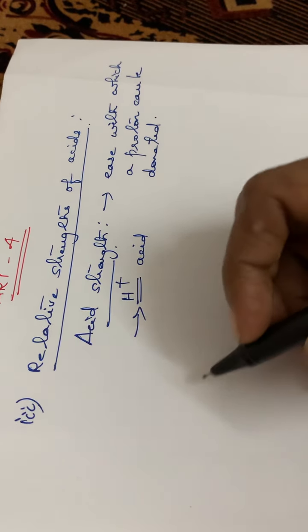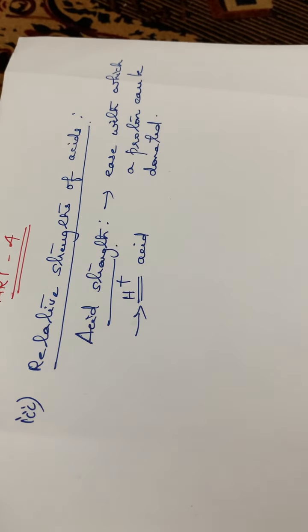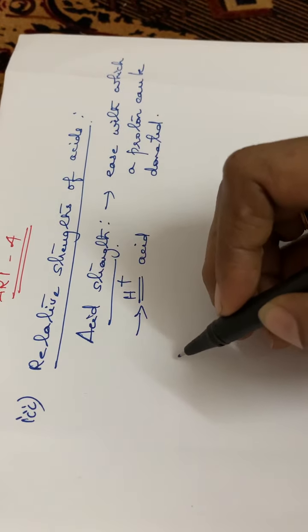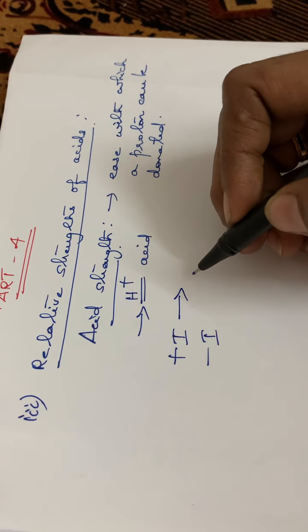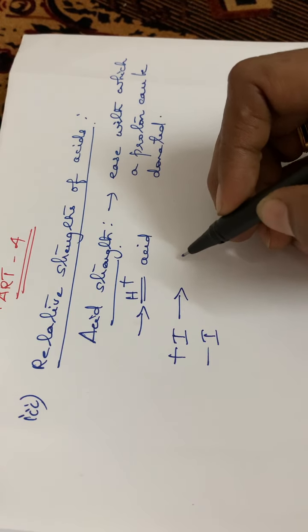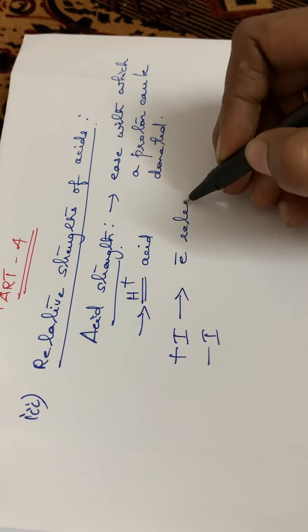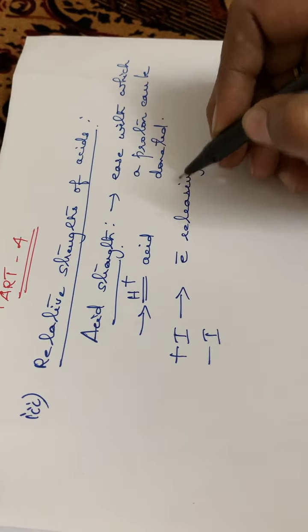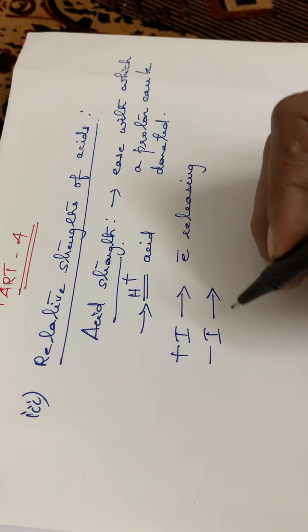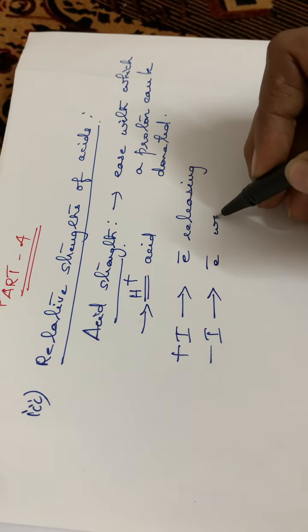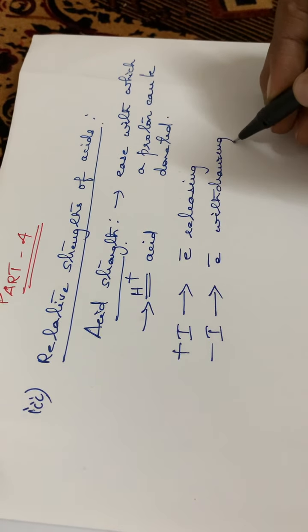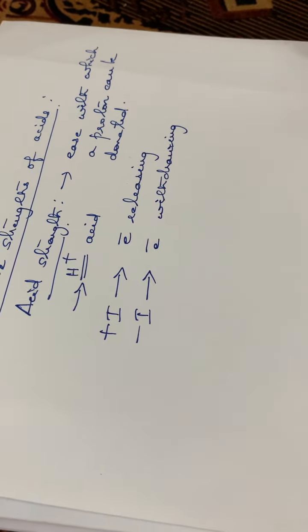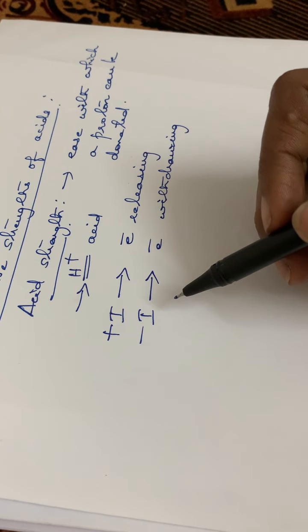Okay, we had seen two types of inductive effect, that is plus I effect and minus I effect, isn't it? Plus I effect means the groups which have electron releasing tendency, those groups we can call groups with plus I effect. And minus I effect means those groups which have the electron withdrawing power.